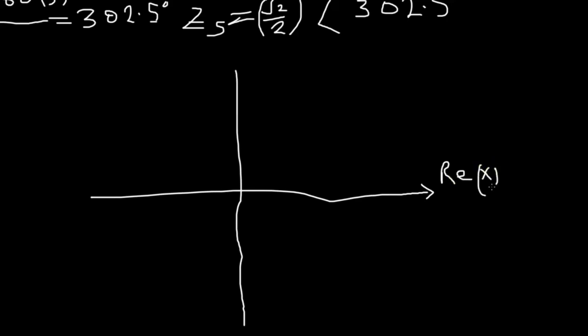And then this is the imaginary part, 1. Okay, so it keeps on going this way and that way. Then this is 0. Then I'll write the circle like that.